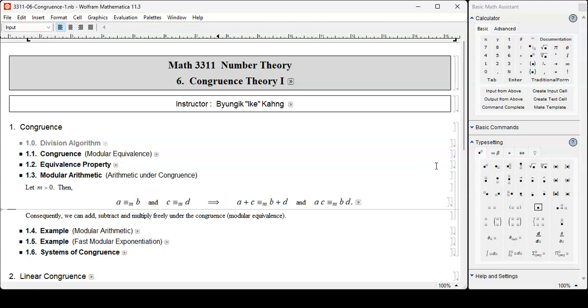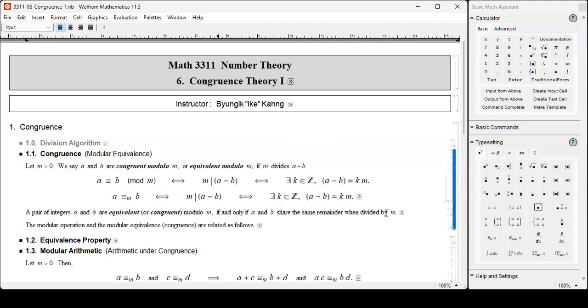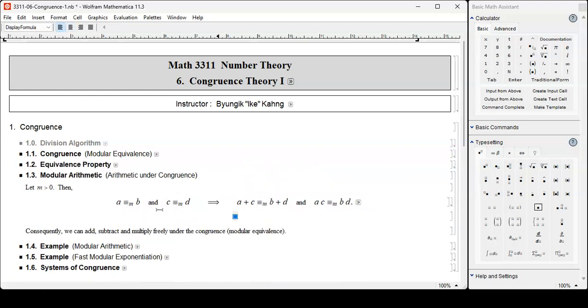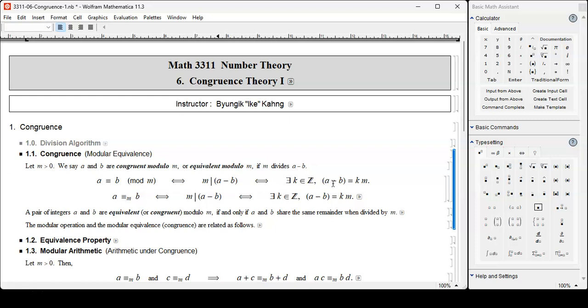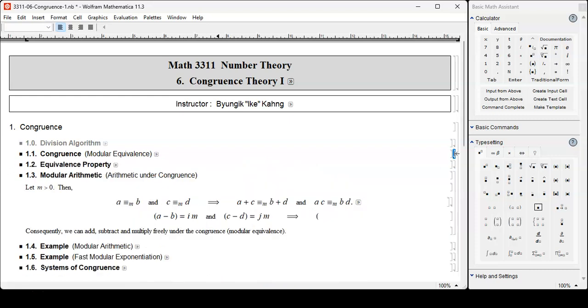Now, how can I rewrite those using the definition of the congruence? Left-hand side minus right-hand side is some integer times M, right? So we can rewrite the left-hand side like this. A minus B is some integer times M, and C minus D is some integer times M. That's the left-hand side. And then the right-hand side, well, the definition is this. Left-hand side minus right-hand side is an integer times M. So let's go ahead and do that.